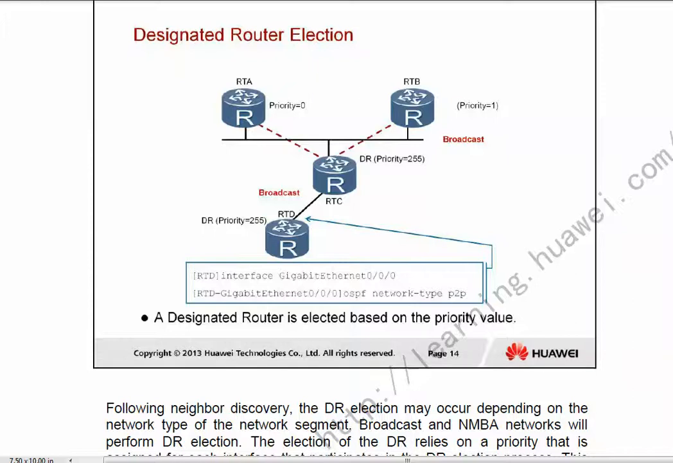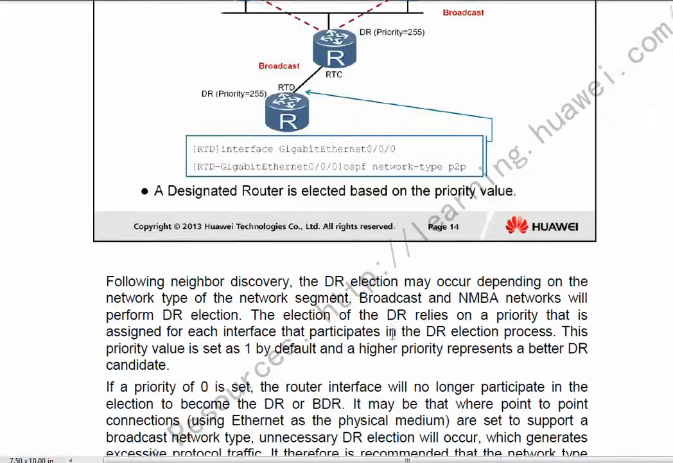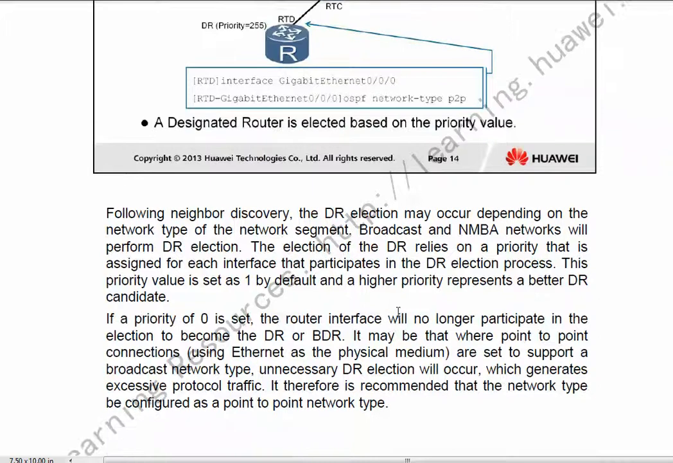DR election. The DR is elected based on the priority value. This priority value is set to 1 by default, and a higher priority represents a better DR candidate. If a priority of 0 is set, this router will no longer participate in the election to become the DR or BDR.